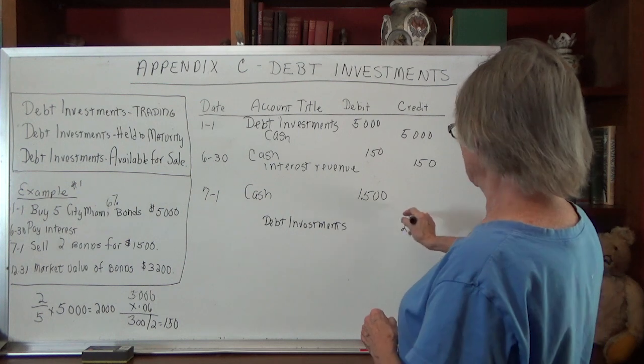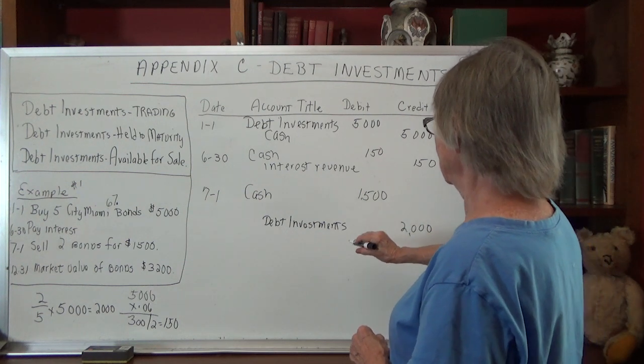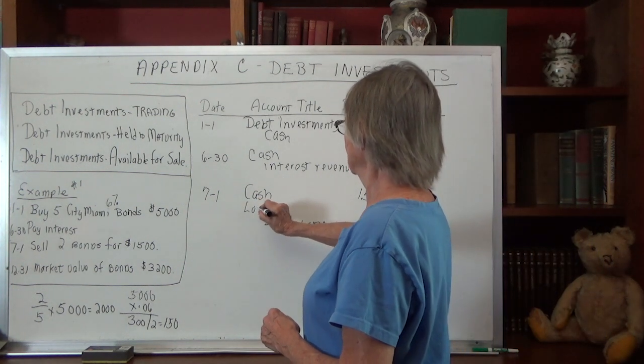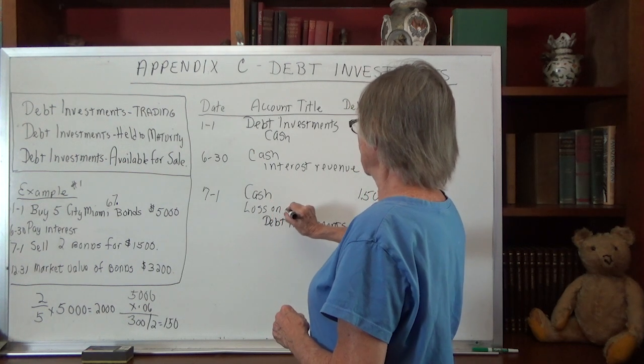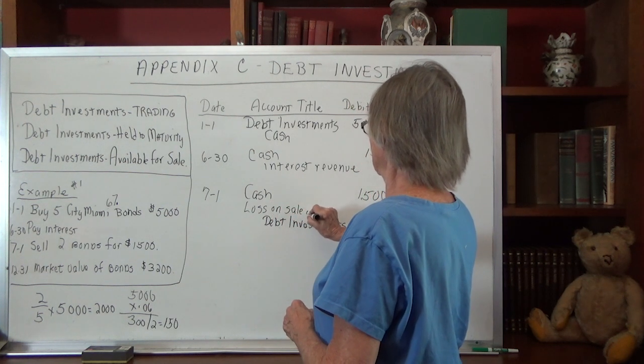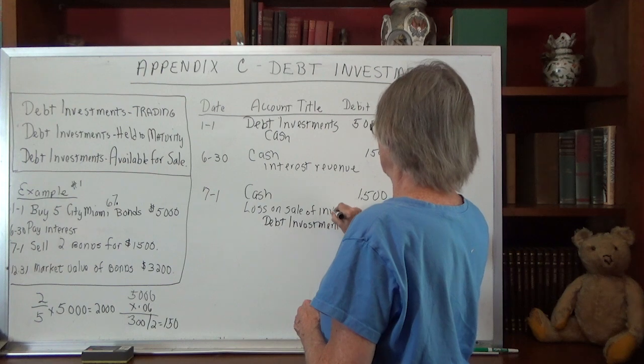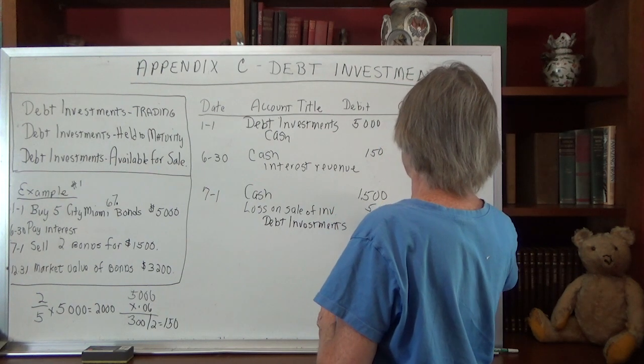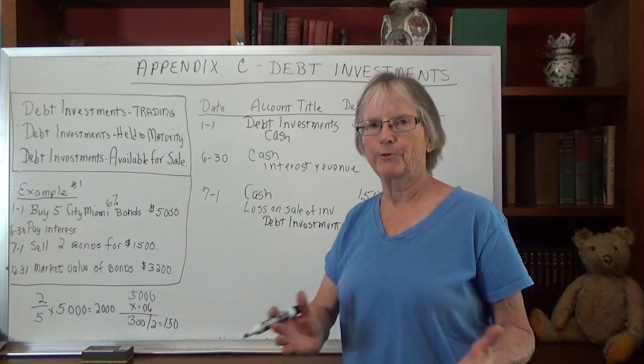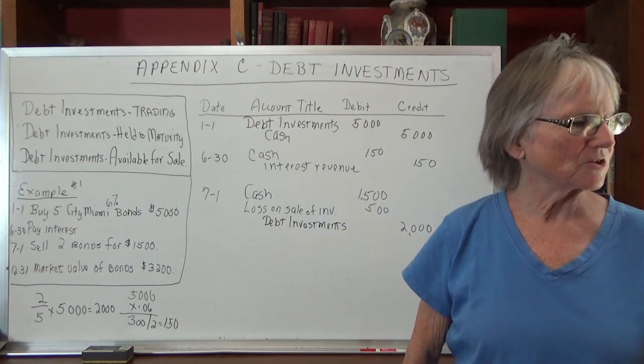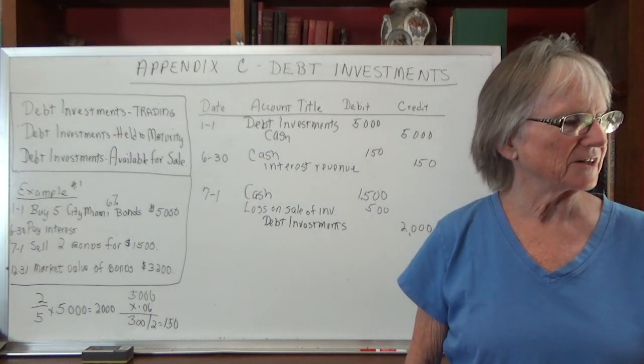And if we look at this, oh, this is a little bit sad. It looks like we have a loss on the sale of investments. So we get a loss on the sale of investments of 500. Oh well. All right, so that's where we are there.